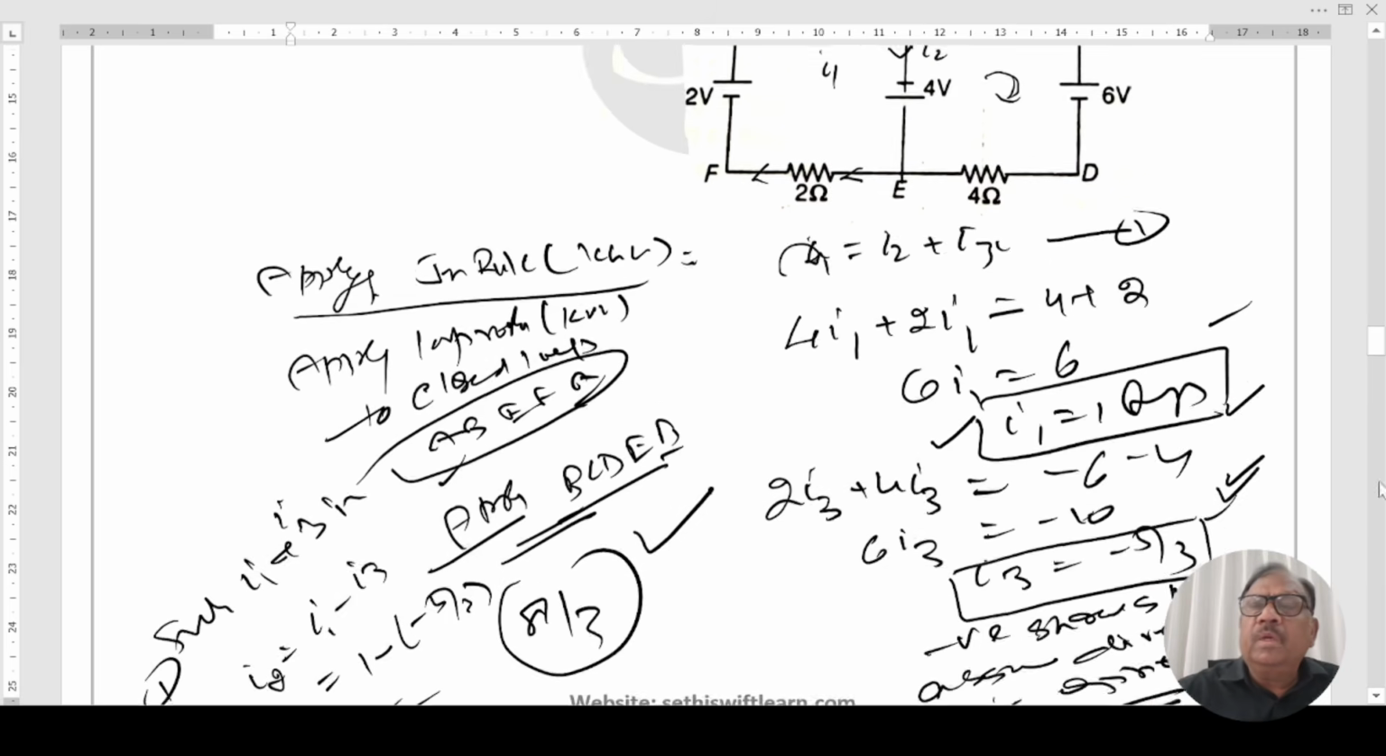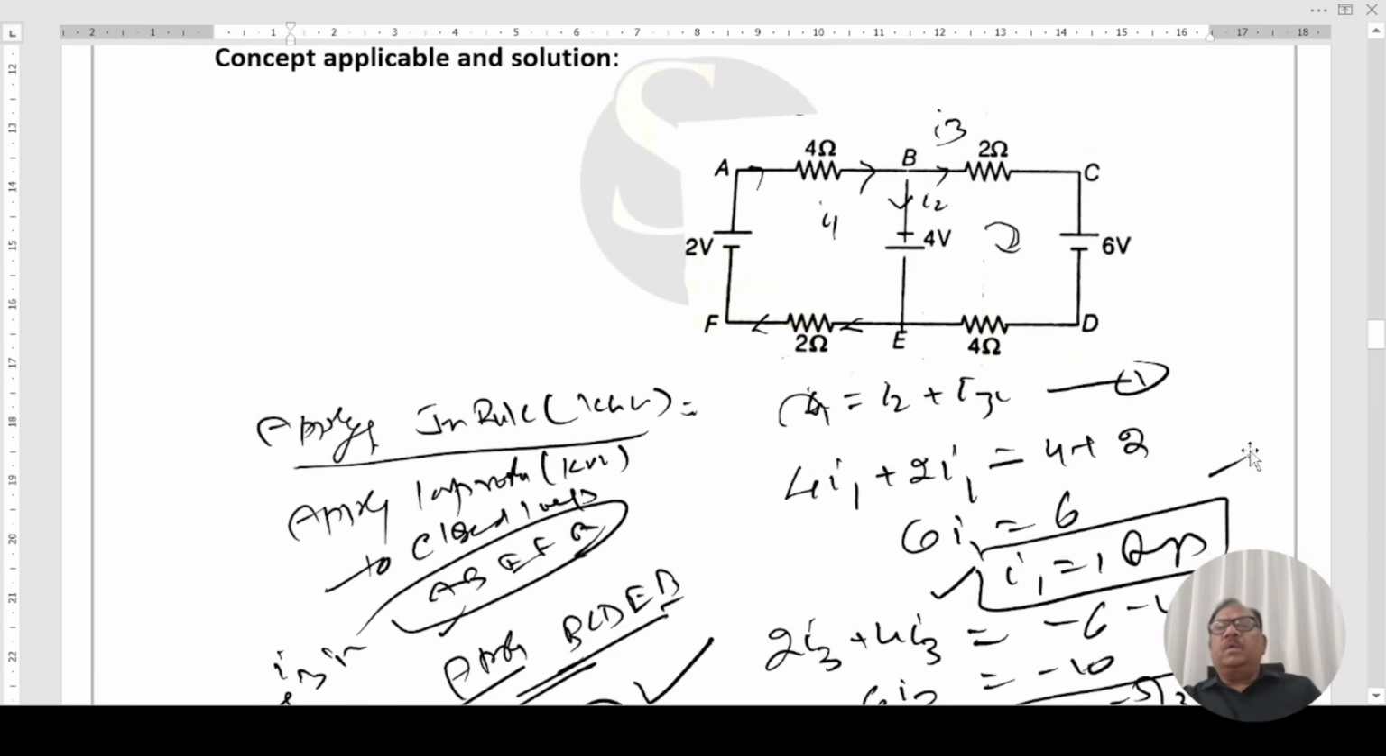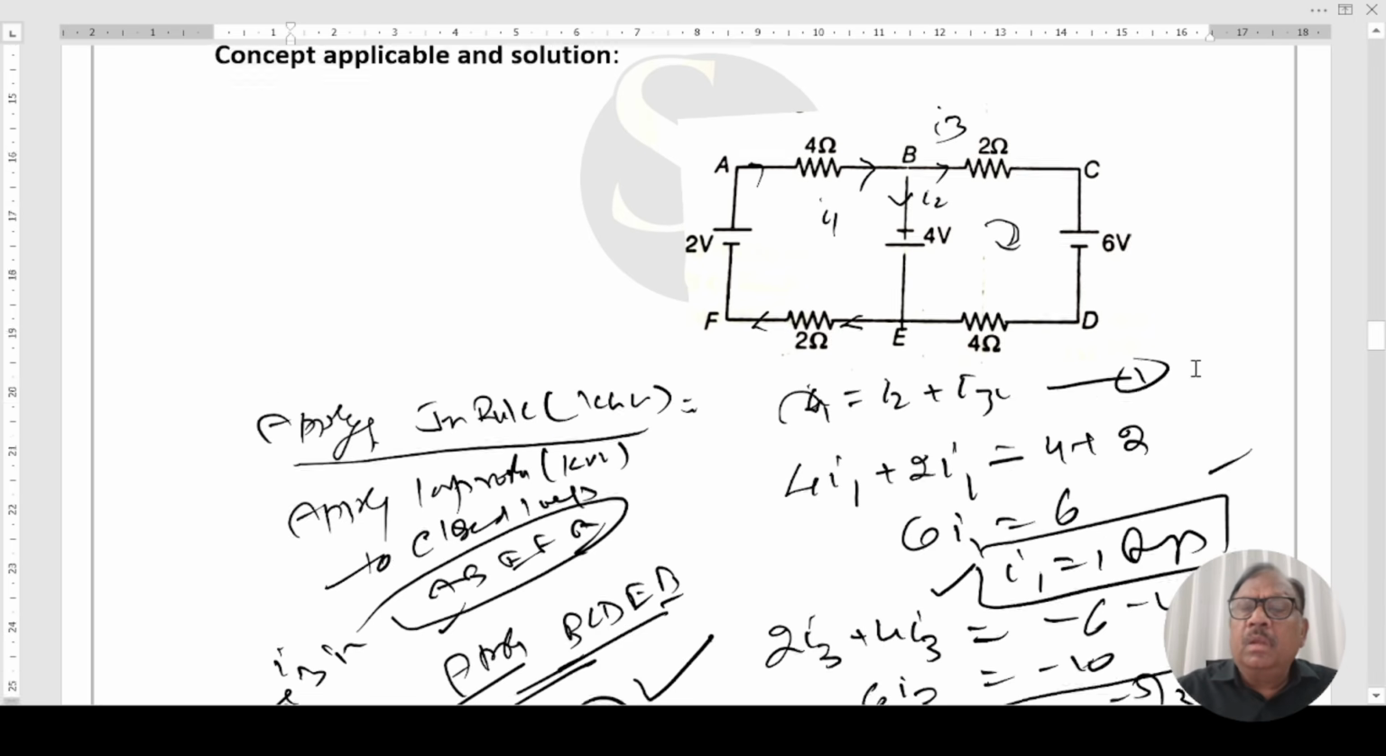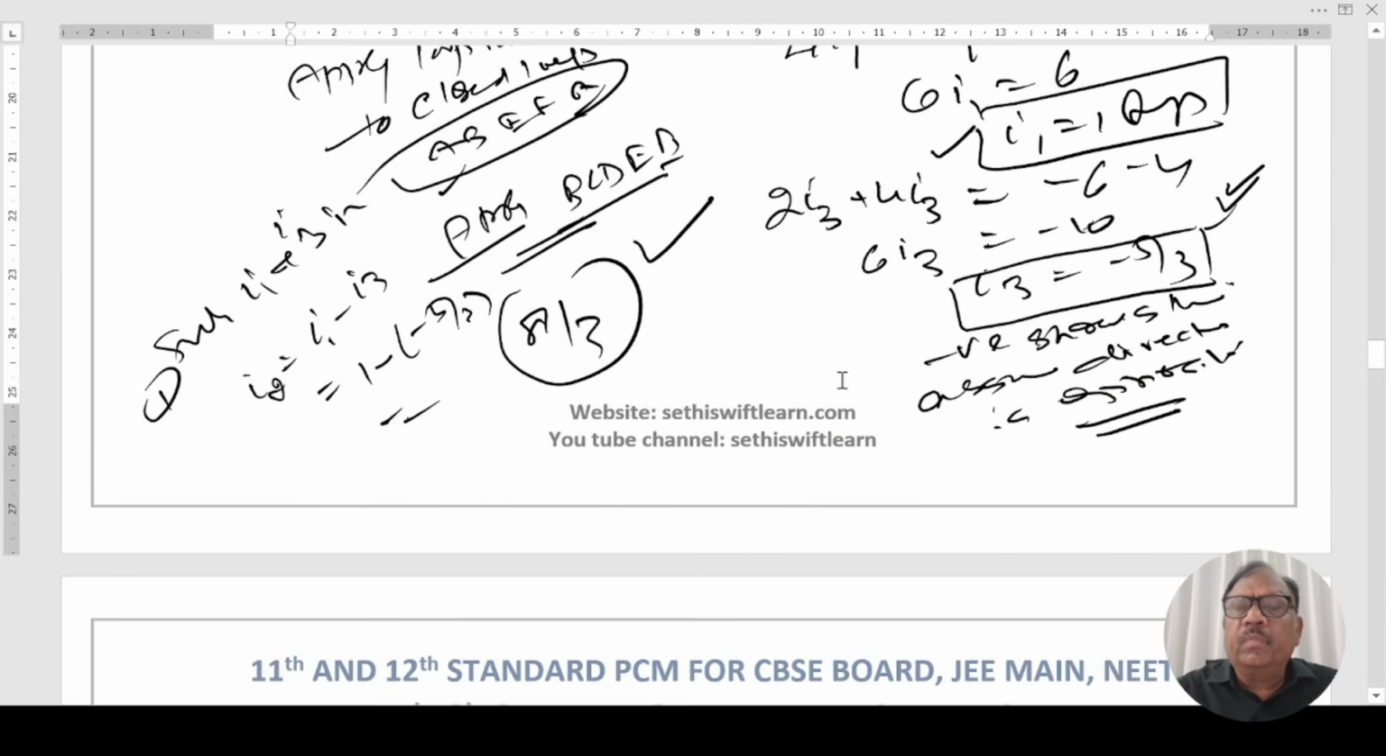Different loops, right? So again repeating the concept. First of all, identify the number of wires or number of different paths through which currents are passing. Then think of KCL, think of KVL, right? Next question.